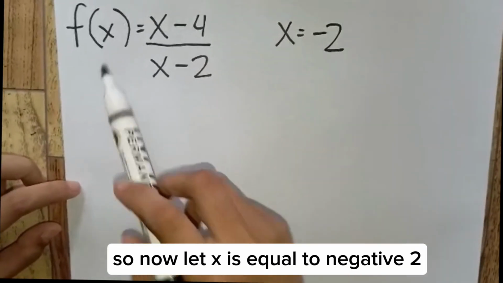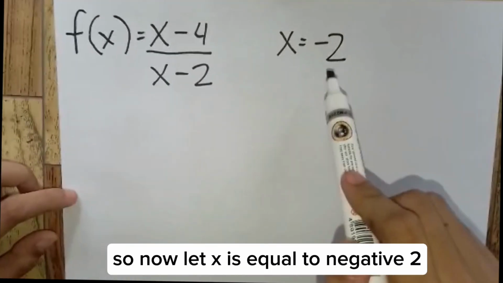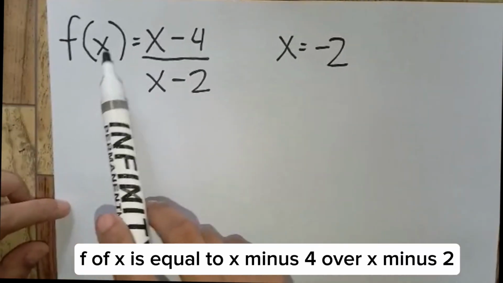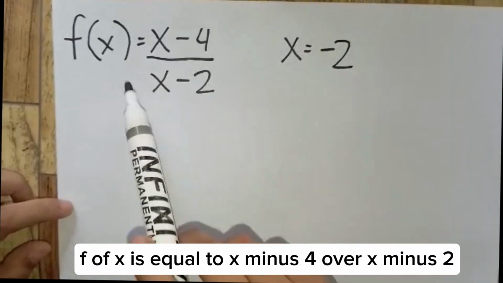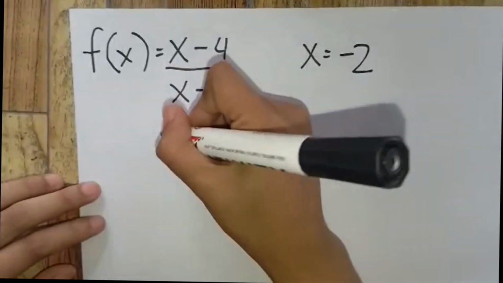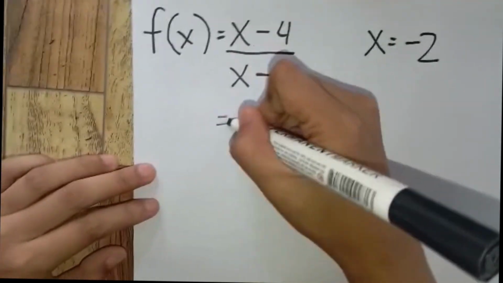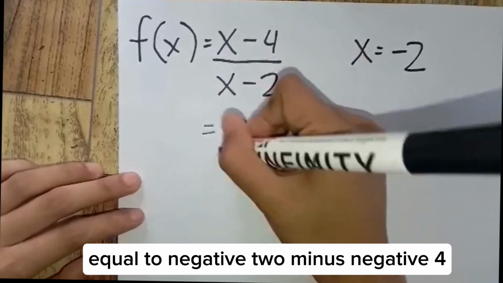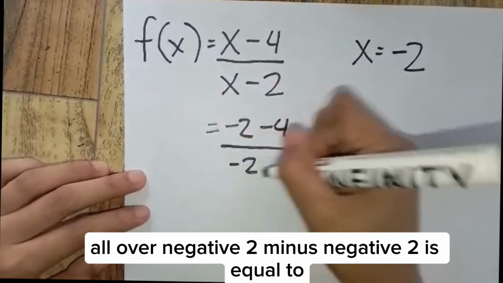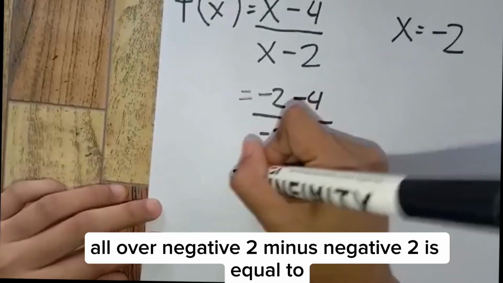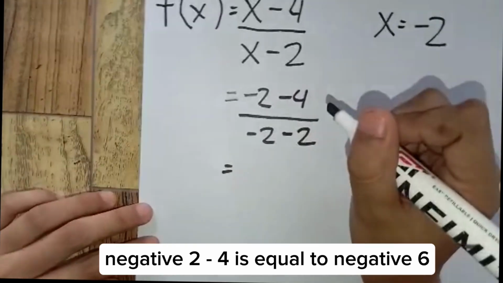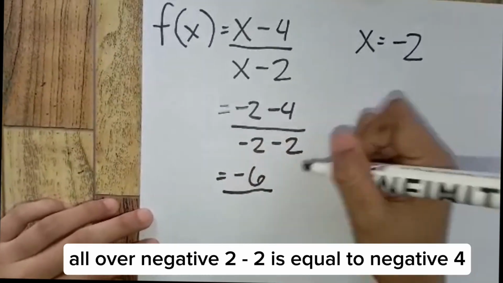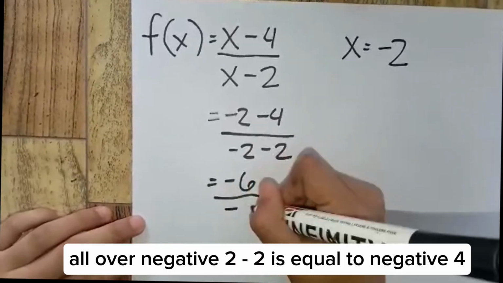So now let x equal negative 2. So we will use the equation f of x equal to x minus 4 all over x minus 2, equal to negative 2 minus 4 all over negative 2 minus 2, equal to negative 6 over negative 4.